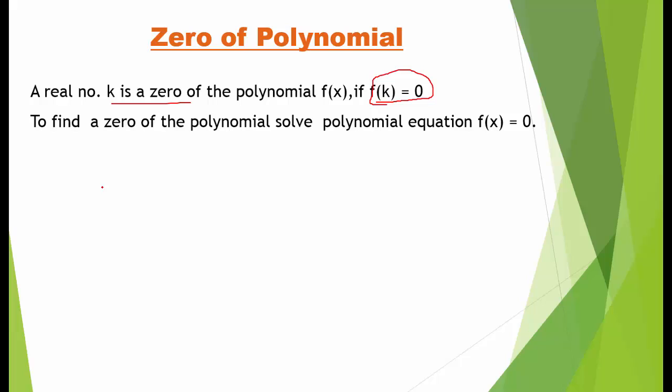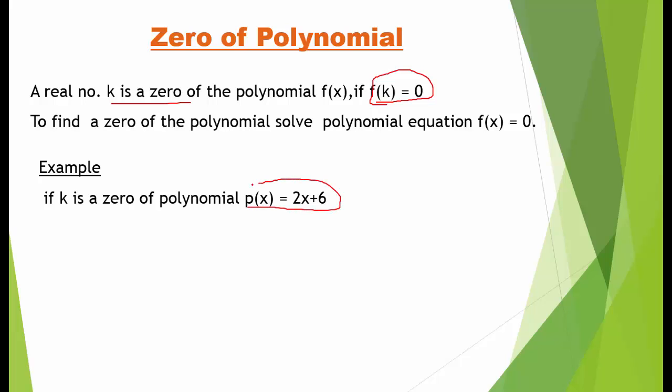Now to find the zero of the polynomial, we will put the polynomial equals 0 and solve for x. For example, if k is a zero of the polynomial, I have to find the value of k. If k is a zero, it means if I replace x with k, then the value of this polynomial will be 0.